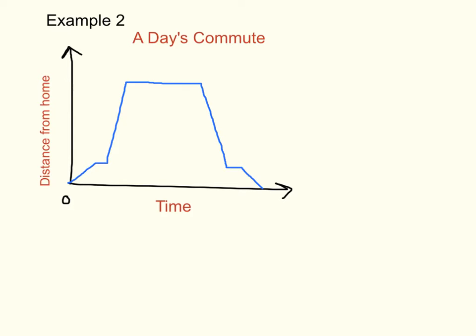Hopefully, you're realizing that if he's at his house, distance from home. So he starts off at his home, and he's getting farther from home. What is he probably doing here? He's probably walking. Let me actually spell walking correctly. He's probably walking to his neighbor's house or to his friend's house.